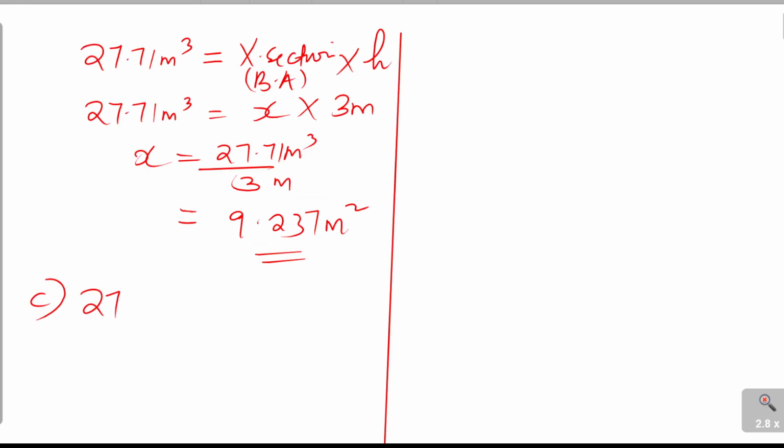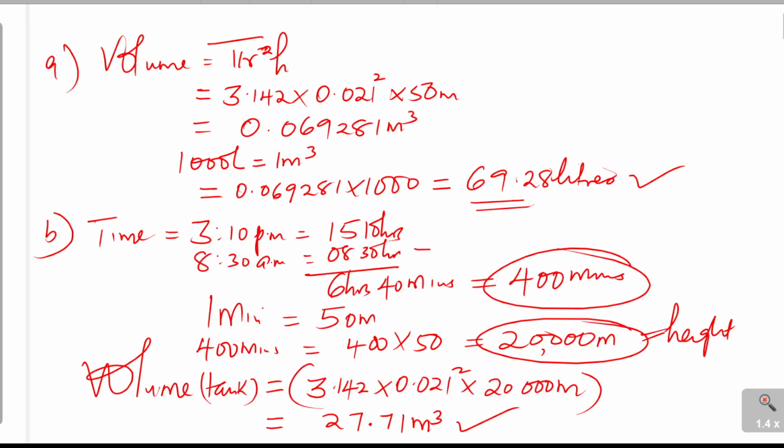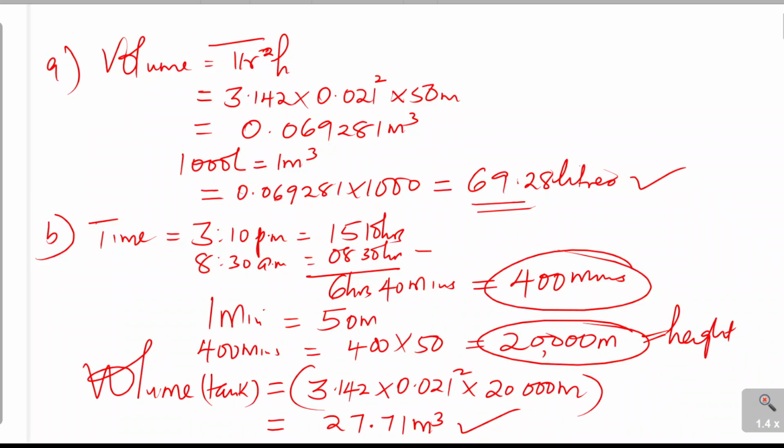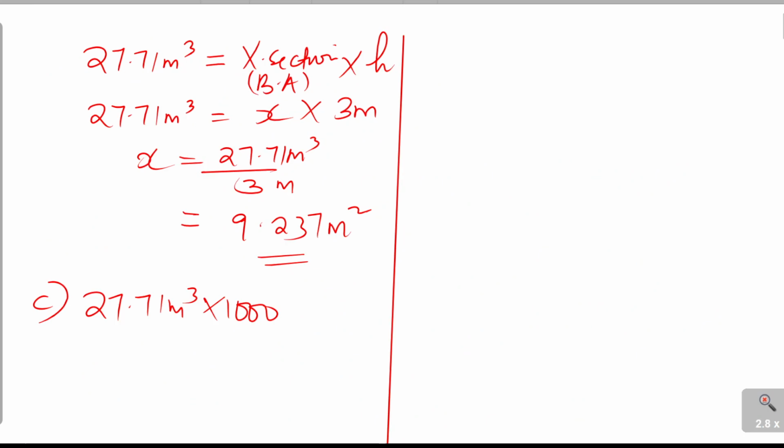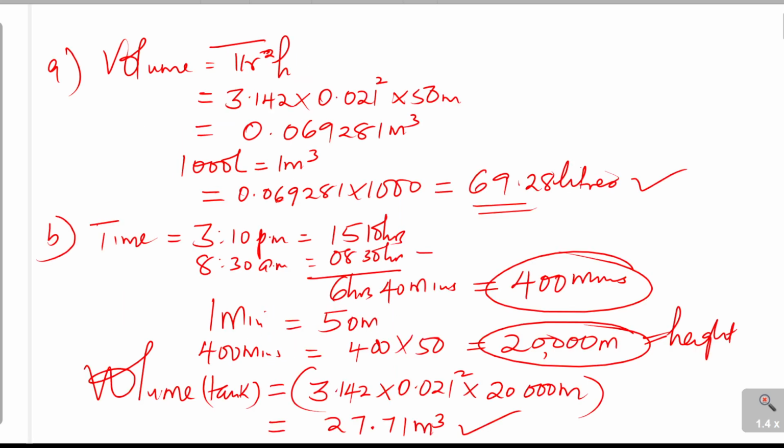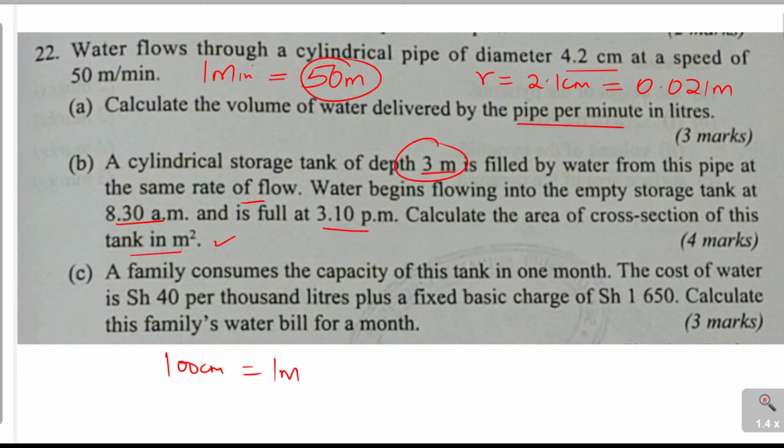So we have 27.71 meter cubed. We convert this to liters by simply multiplying by 1,000. Total of these 1,000 liters is equal to 1 meter cubed. So that is why we're multiplying by 1,000. So this will give 27,710 liters. That is the capacity of that tank. So for every 1,000 liters, they pay 40 shillings.